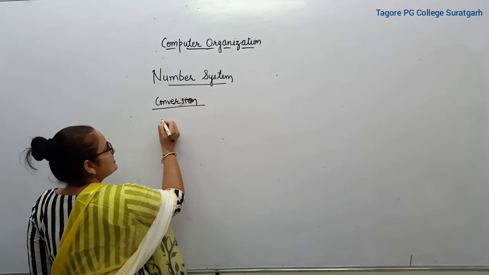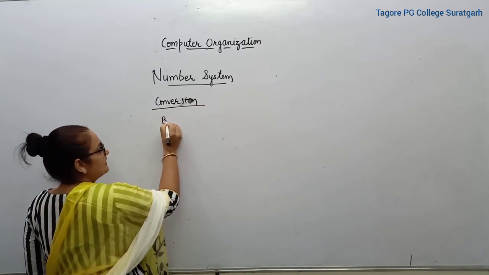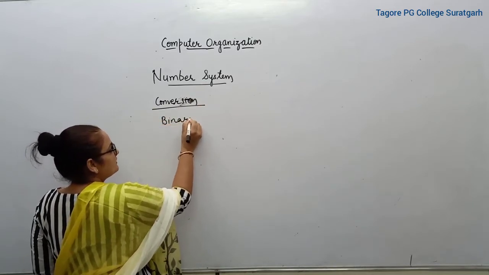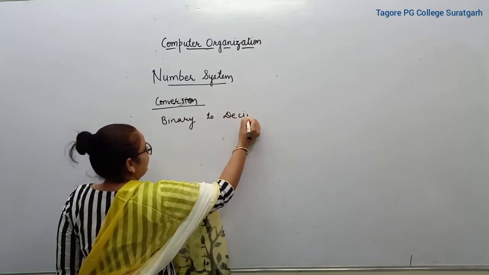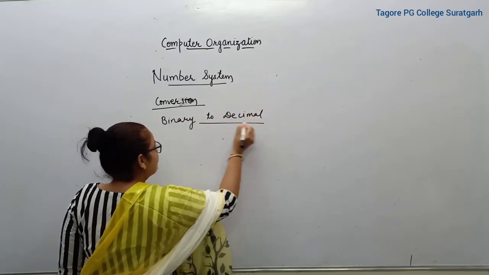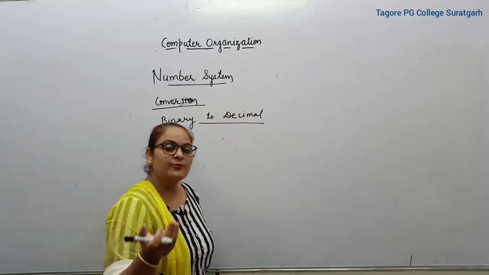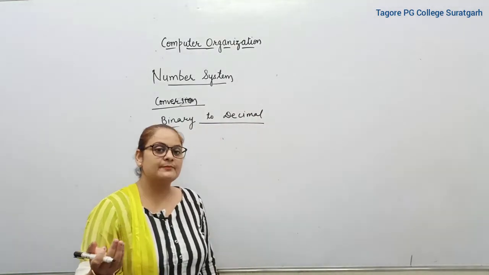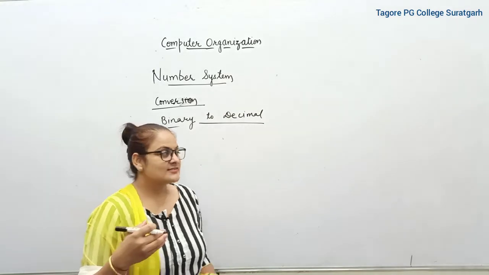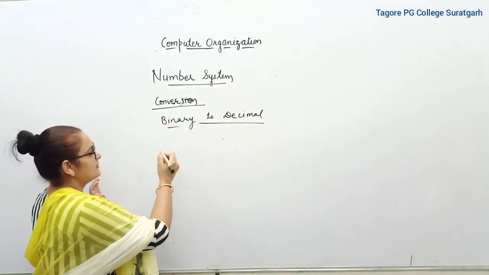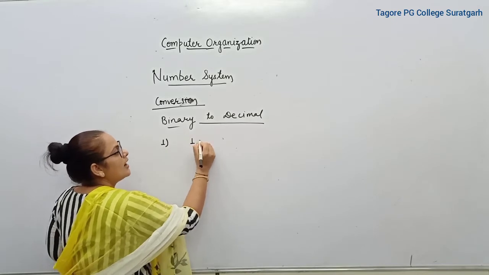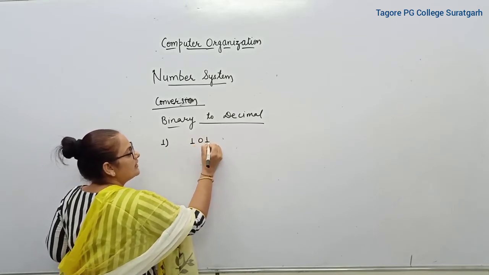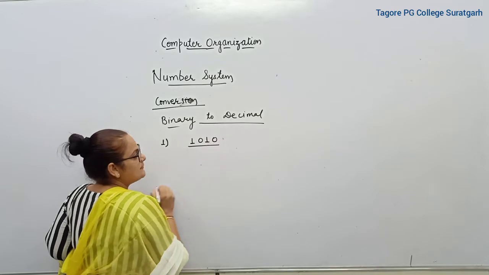In the first conversion, we will see how to convert from a binary number to decimal, like how we will understand the code which is generated by the computer. Let us take example 1. Here is the number 1010. It is a binary number.